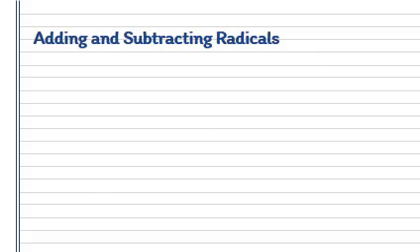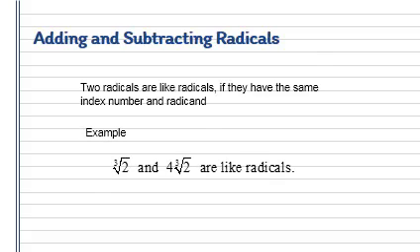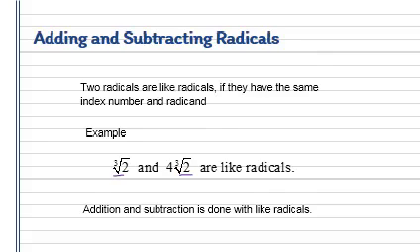And adding and subtracting radicals. What if I have the root of a number and we need to add and subtract radicals? You have to keep in mind that two radicals are like radicals if they have the same index number and radicand. For example, if we have the cubic root of 2 and 4 times the cubic root of 2, they are like radicals. Why? Because here I have the same radical with the same radicand and the same index number. Those two, I can add them and I can subtract them because they have the same index and the same radicand. So addition and subtraction is done only with like radicals.